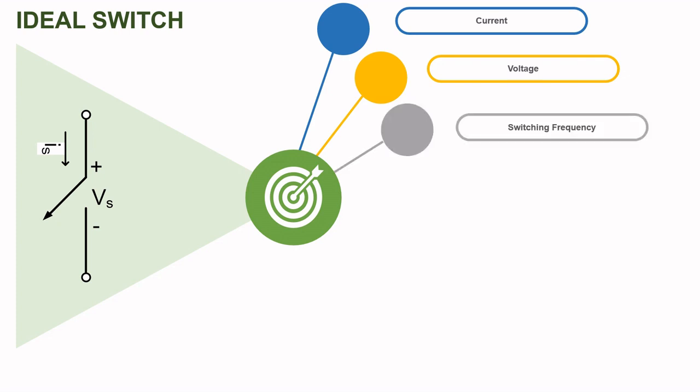Switching frequency. The ideal switch should be capable of operating at an infinite value of frequency. In case of a switch, when it is in conduction mode or in dynamic mode, that is, changing its state from on state to off state or off state to on state, during all these periods, losses occurring inside the ideal switch should be equal to 0.